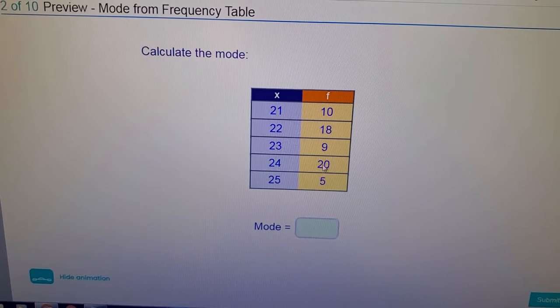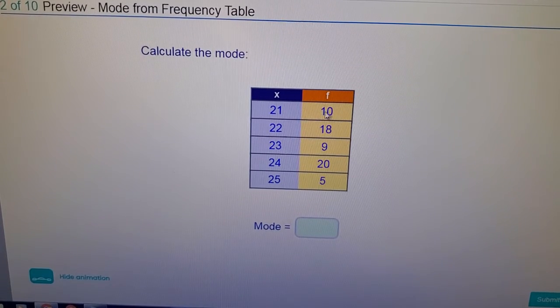This is a really good way of organizing data when you are going to have a lot of the same values. You could use tallies or you could count up every time you get that value. So what this is saying is there are 10 21s in the list. There's 18 22s, there's 9 23s, there's 20 24s, and there's 5 25s.